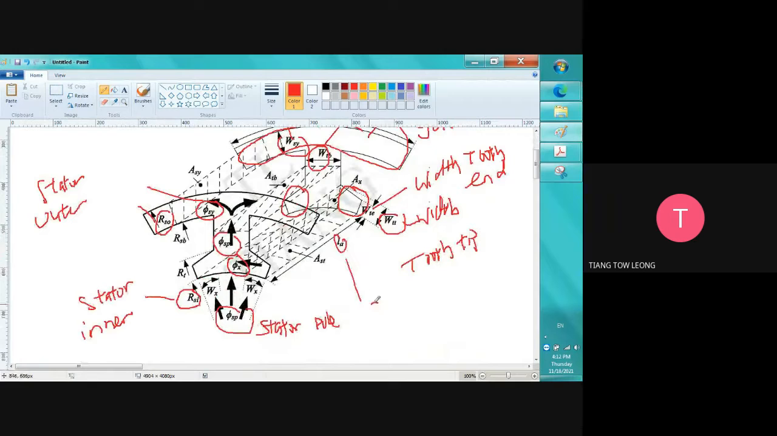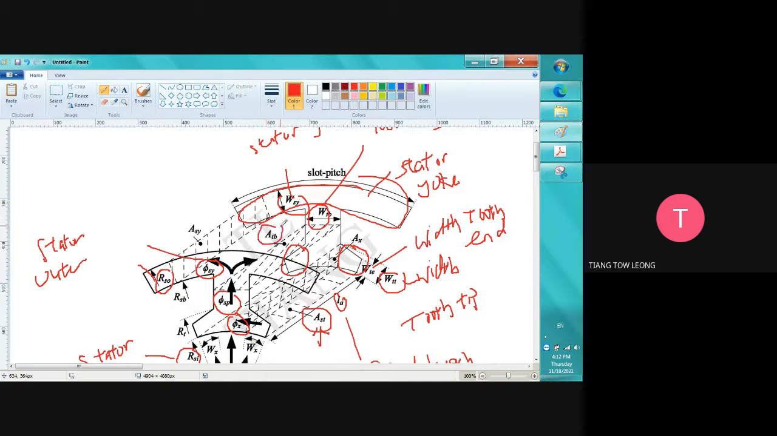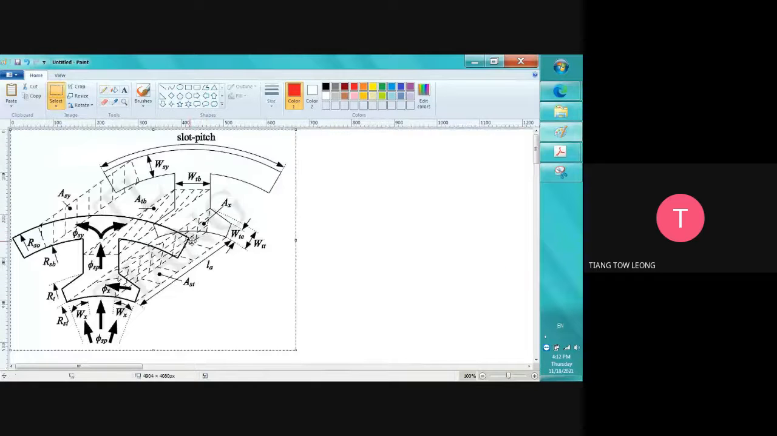LA is the axial length. And then A is area. This one is called the stator teeth. Area of the stator teeth. Area of the tooth body. Area of the stator yoke. Okay.